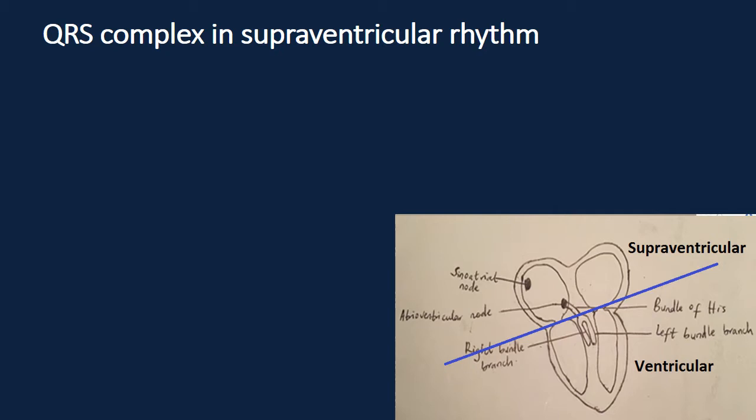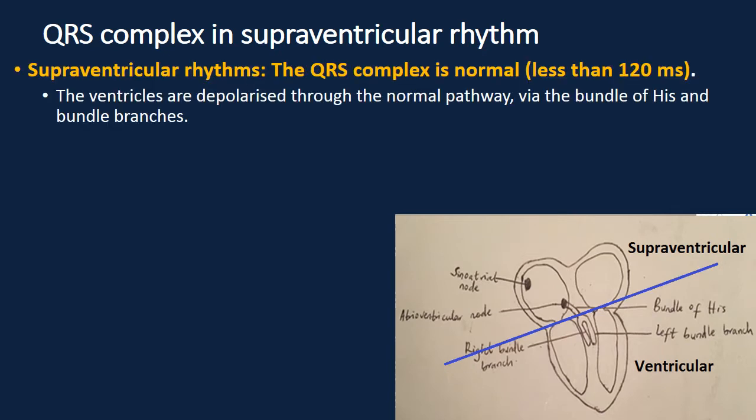So supraventricular rhythm, what does the QRS complex look like in supraventricular rhythm? Remember, supraventricular rhythm is when the wave of depolarization starts from the sinoatrial node, the atrium, or the atrioventricular node. The wave of depolarization ends up going through the bundle of His or the bundle branches. So it reaches the ventricles normally. The ventricles are depolarized via the normal route because they pass through there, and the QRS complex is normal, which means it's less than 120 milliseconds, which is less than 3 small squares.